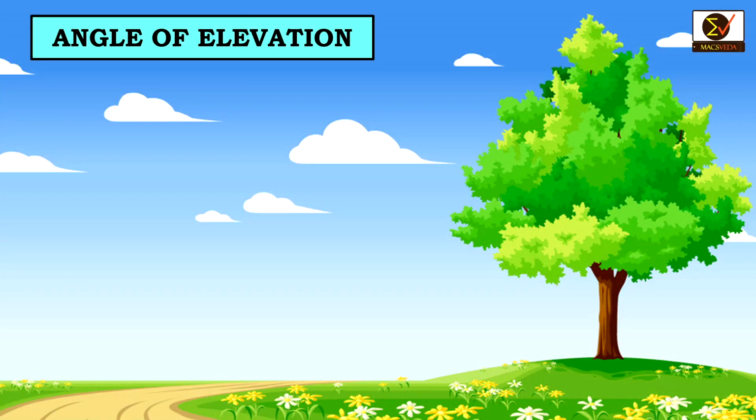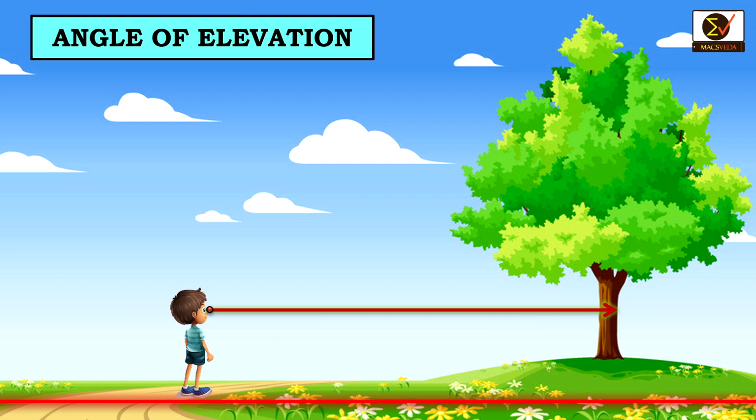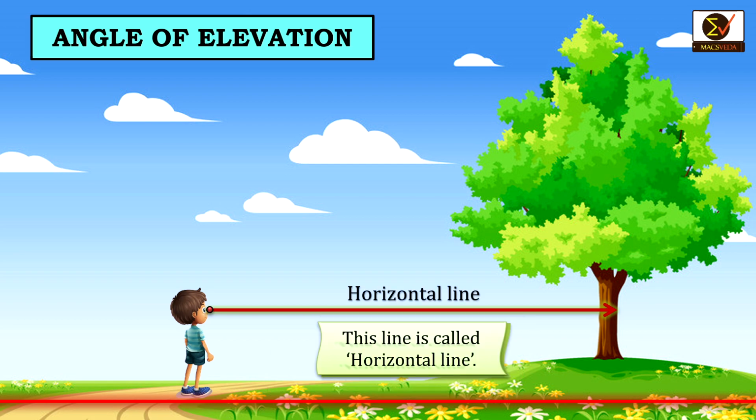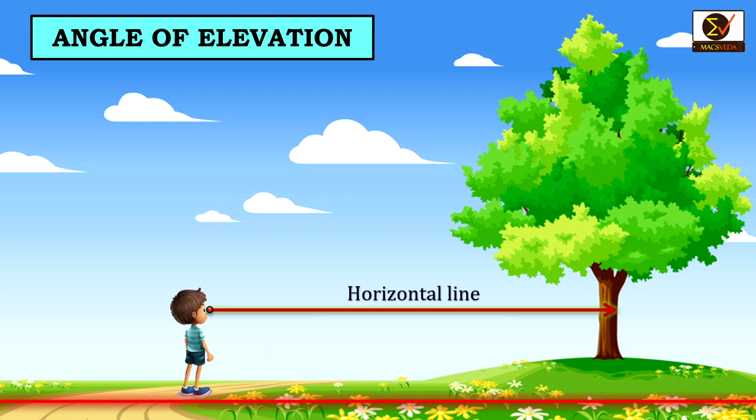Now the second term we try to understand, that is angle of elevation. Now this particular line passes through the eye of the observer and it is parallel to the ground. And this line is called horizontal line. So I repeat, the line that passes through the eye of the observer and is parallel to the ground is called horizontal line.